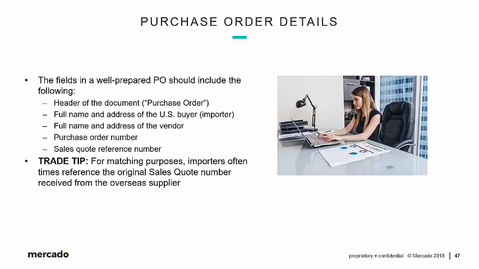And if a PO is placed based on a quotation from a vendor, we want to reference the original sales quote number from that vendor. We saw the vendor sales quote number in our previous example on the pasta cutting machines coming out of Italy. If we, as the importer in Rochester, New York, are going to place a purchase order, we want to have our own purchase order number, but also reference the sales quote number so everybody knows that we're talking about the same thing. To summarize that point as a trade tip, for matching purposes, match the quote with the purchase order. Importers oftentimes reference the original sales quote number received from the overseas supplier. It's not only a trade tip, it's a best practice.